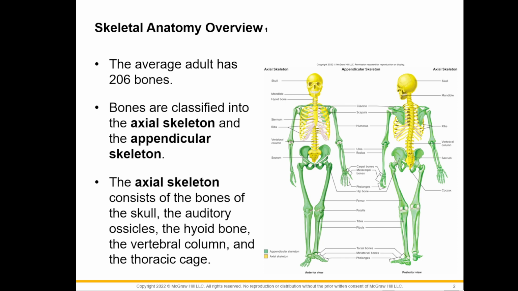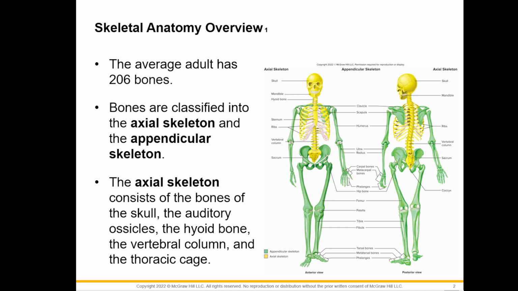So the average adult has 206 bones. Your question might be, Doc, do we have to memorize all 206 bones? Unfortunately, yes. So bones are classified as axial or appendicular. So in this image, the axial bones are the ones in yellow, and the appendicular bones are the ones in green. So, how do we define axial versus appendicular?